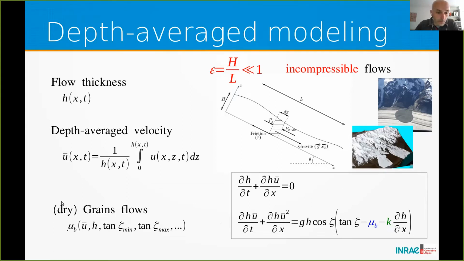So for example, for dry grain flows, you can derive some friction law, where the basal effective friction will be a function in turn of the velocity, the thickness, and some typical angles. So I won't go into the detail of this friction law, but in principle, you can describe with this type of model many types of geomaterial if you are able to infer the right friction law.